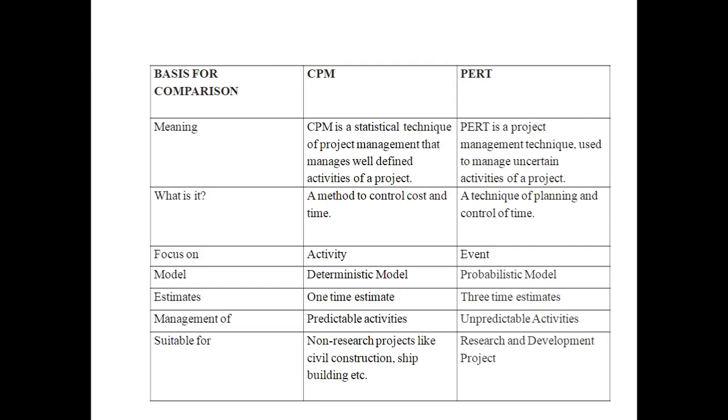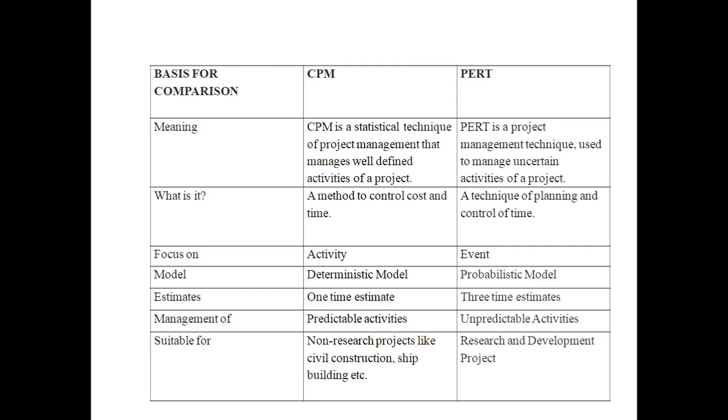The focus of critical path method is activity. The Pert analysis is event. The CPM is a deterministic model, and Pert analysis is a probabilistic model. From the time estimates point of view, critical path method has only one time estimate, but project evaluation review technique has 3 time estimates. Those are optimistic, pessimistic, and most likely times. The management of critical path method is a predictable activity. We can predict very easily, but the project evaluation review technique is an unpredictable activity.